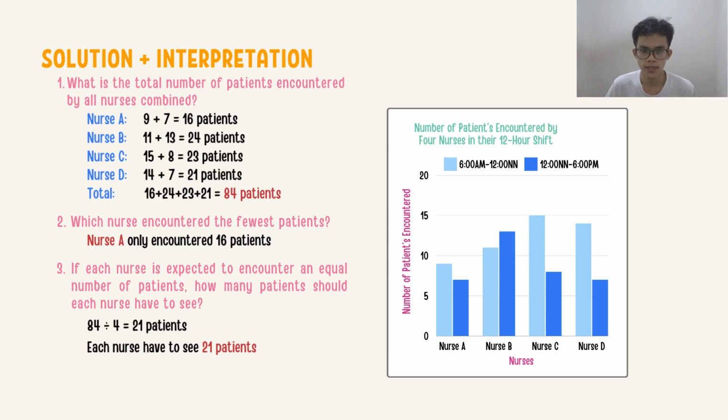Number 2. Since Nurse A only encountered 16 patients, then he or she encountered the fewest patients among all other nurses. Number 3. To answer this question, let us divide 84 by the total number of nurses. So 84 divided by 4 is equal to 21 patients. So each nurse has to see 21 patients.